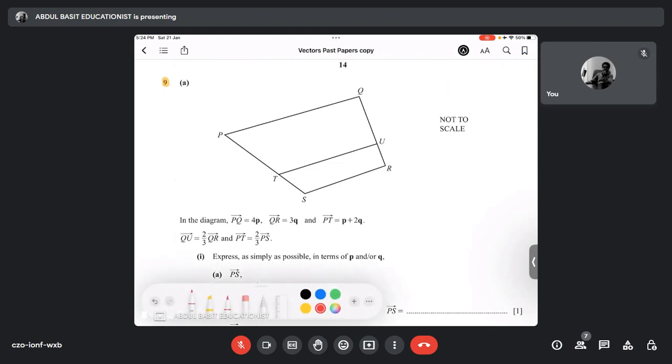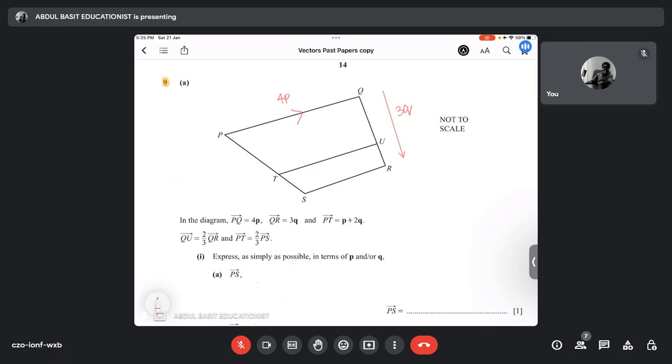In the diagram, vector PQ is equal to 4p, QR is equal to... Wait a minute. Calm down. P to Q is 4p. Then Q to R is 3q. Wait a minute, we have U in between, so U is in between, so I'm drawing a line here. Q to R is what? It is 3q, 3q. Okay, son. And P to T is p plus 2q.